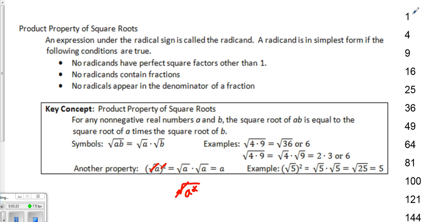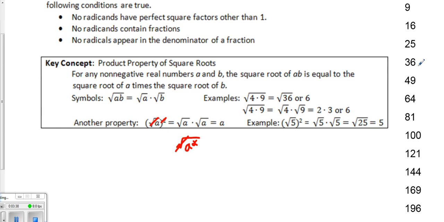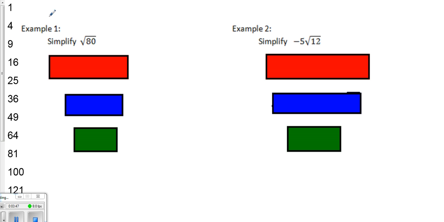1 times 1 is 1. 2 times 2 is 4. 3 times 3 is 9. 4 times 4 is 16. 5 times 5 is 25, and so on, all the way down to 15 times 15 is 225. Now these are the numbers we're always going to look to take out of a square root. If we can divide this number out, that'll help us simplify our radicals. And I'll show you what that looks like in some of our examples coming up right now.